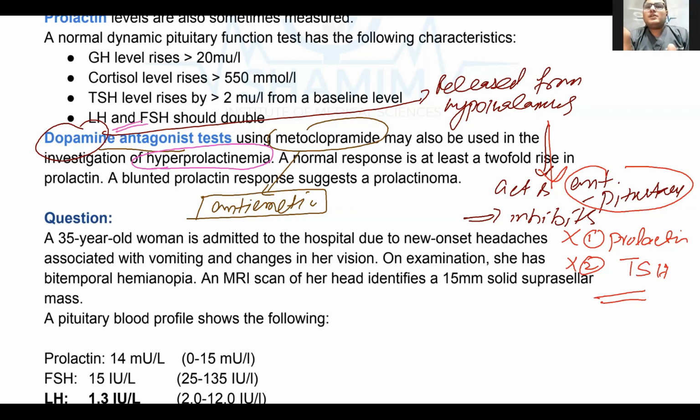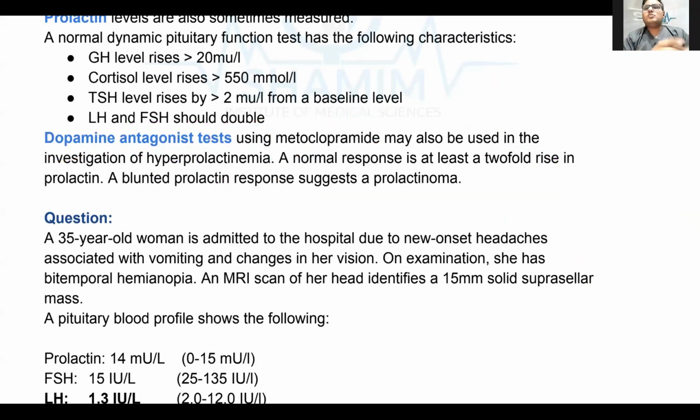Why? Because when we give this antagonist of dopamine, the dopamine action from the hypothalamus will be inhibited. What will happen? There will be increased release of prolactin from the anterior pituitary. The normal response after the dopamine antagonist is given is a twofold rise in prolactin. If there is a prolactinoma, a tumor of the lactotroph cells, there will be a blunted response, with more production of prolactin. So dopamine antagonist tests are used to check whether there is a normal response or hyperprolactinemia.